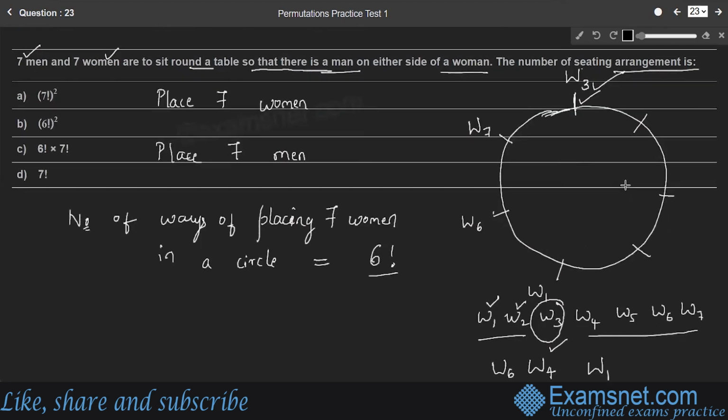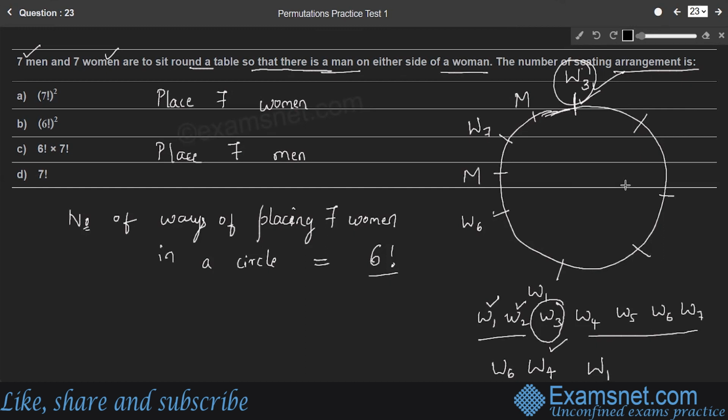So here, keeping W3's position constant, one position out of 7 women will be constant, right? Therefore, the number of ways of placing 7 women in a circle is factorial 6. So in between them, right? In between 2 women, we need to place a man, right?